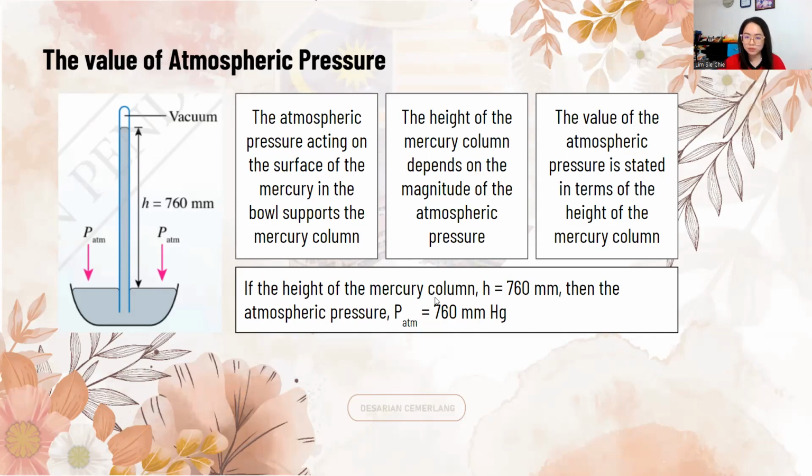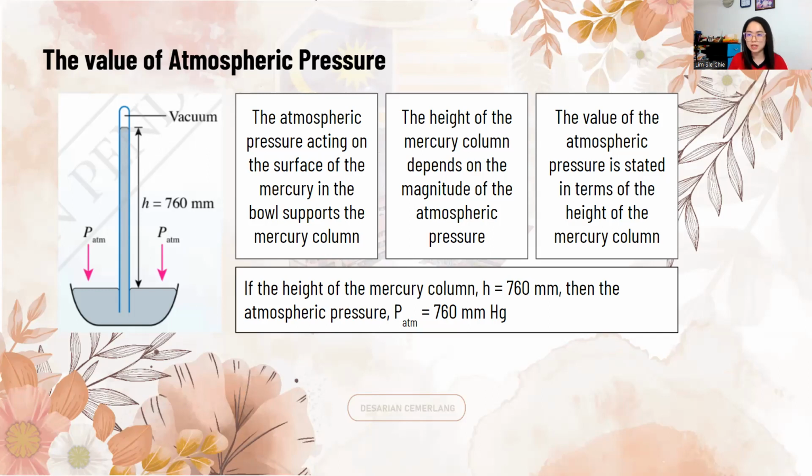If the height of the mercury column H is equal to 760 millimeter, then the atmospheric pressure P ATM is equal to 760 millimeter mercury. So in this case, we built our barometer by using mercury. That's why it's millimeter mercury.